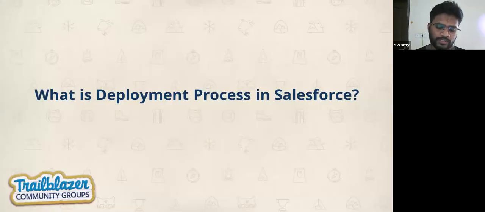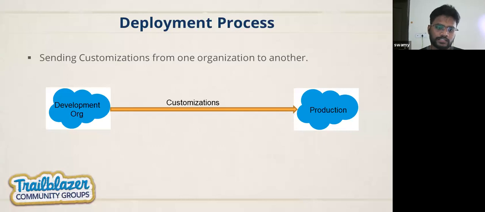So what actually is a deployment process? See, in Salesforce, we work with different organizations like developer org, sandbox, sandbox 1, sandbox 2, even QA org, UAT. So what we are doing, we are creating some customizations because we all know that Salesforce is giving us a bunch of custom objects and other functionalities that we can use for our business. So we have to customize according to our business. So sending that customization from one org to another org is nothing but the deployment process.